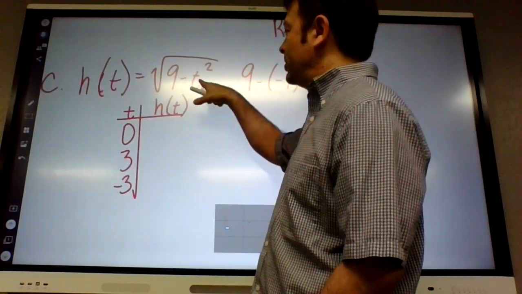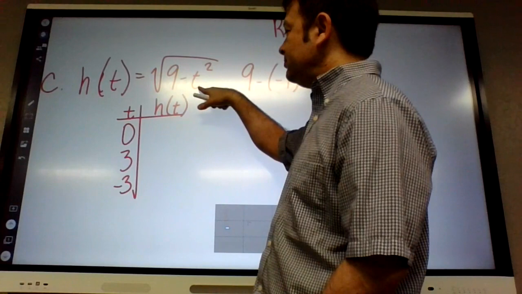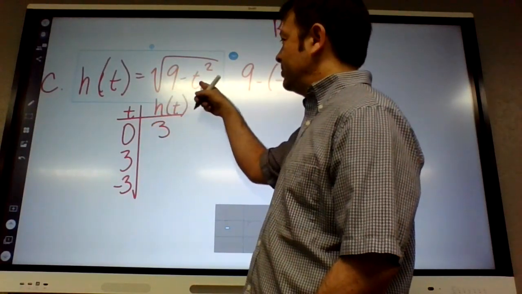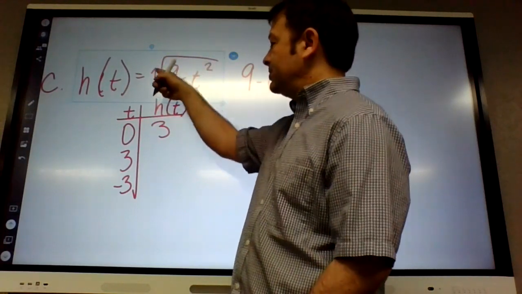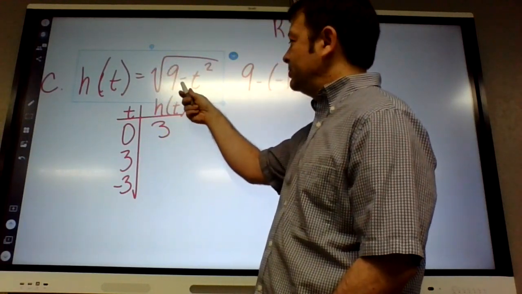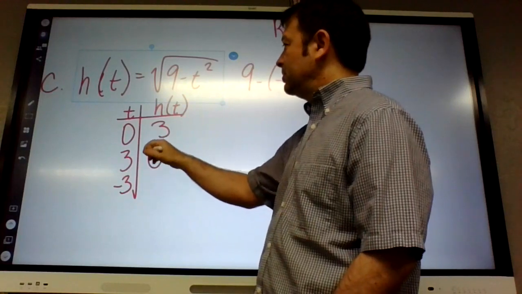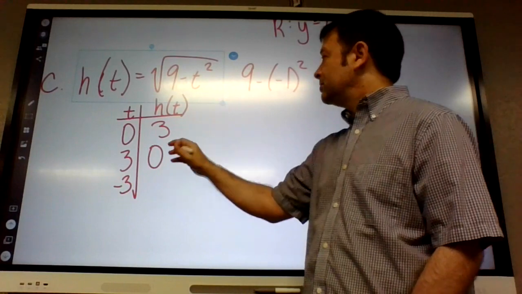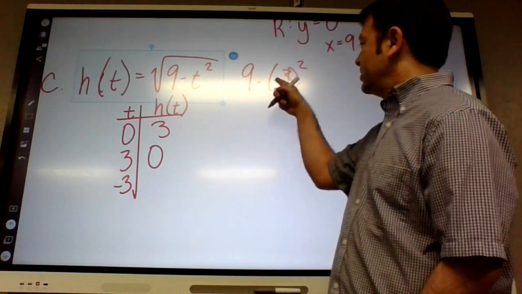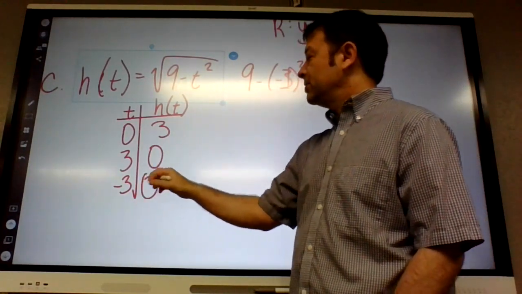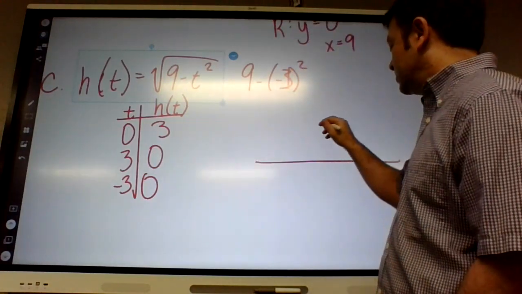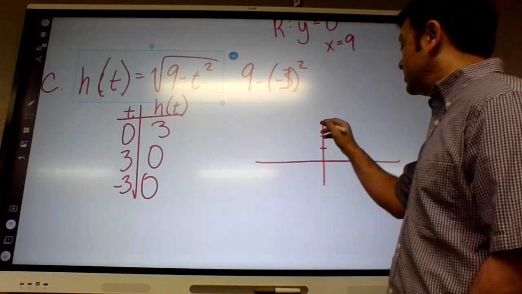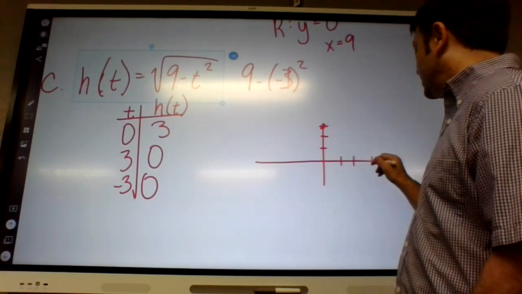Anyway, let's see what happens. If I plug in 0, what am I going to get? 3. Yes, 9 minus 0 is 9. Square root of 9 is 3. If I plug in 3, 0. 9 minus 3 squared is 0. If I plug in -3, 0, just like this. 9 minus 9, basically. So let's see what we got. You would kind of need some more points to figure out what's going on here, but this is what we got so far.